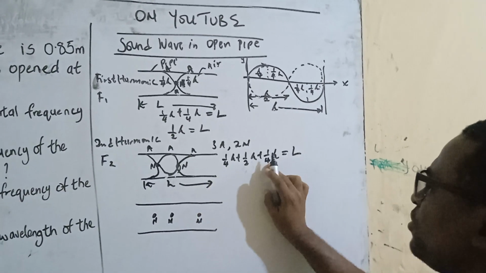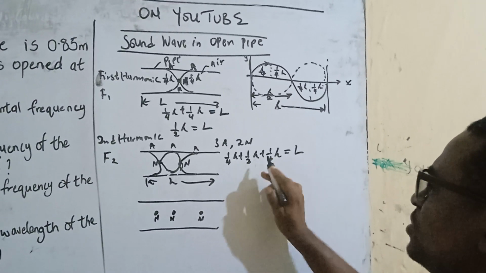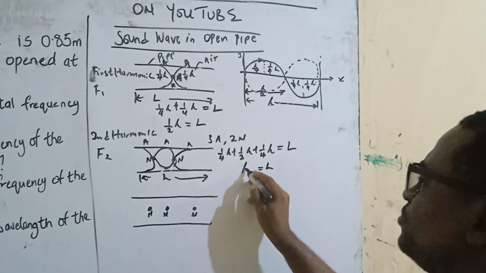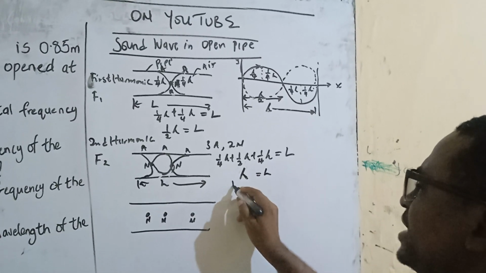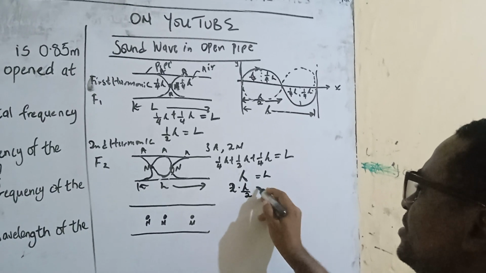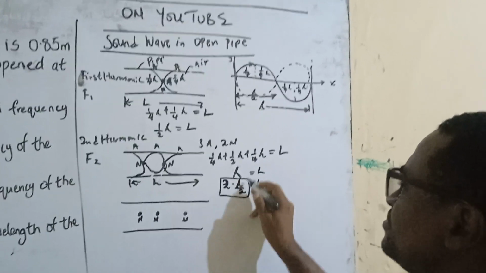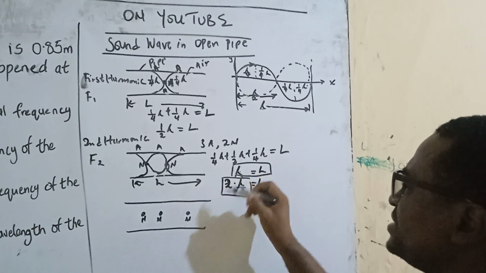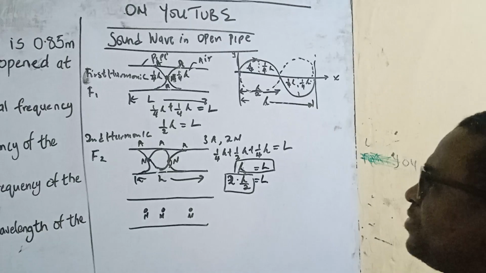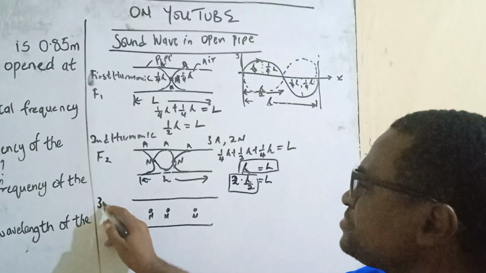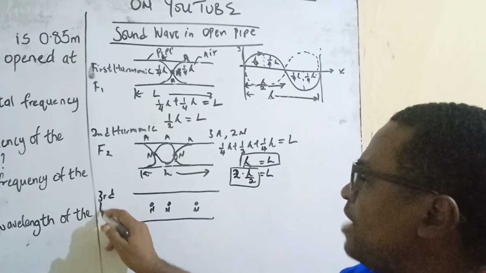So a quarter plus a quarter is half, plus half, that is 1. So that means the whole of this place is 1 wavelength. So I can rewrite this 1 wavelength as a quarter, 2 times half of it. When 2 cancels 2, you still have 1 wavelength here. Now, this particular one is called third harmonic.